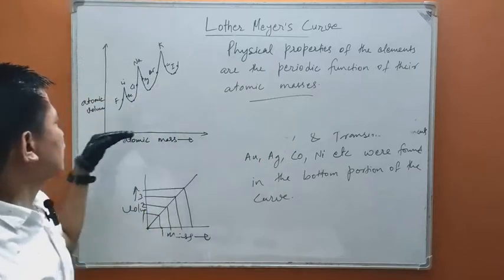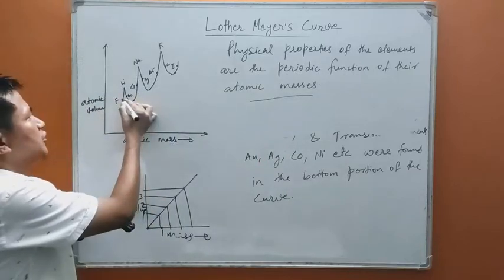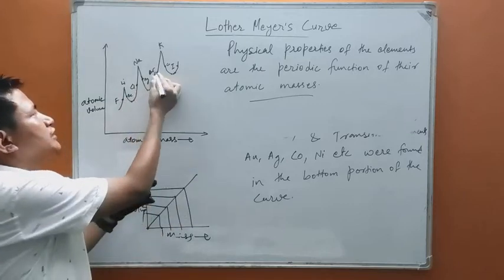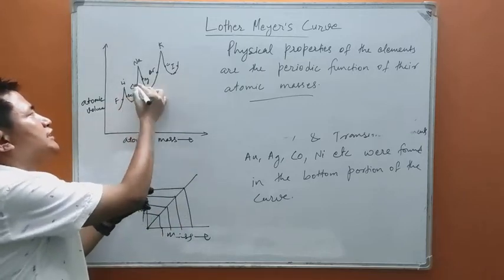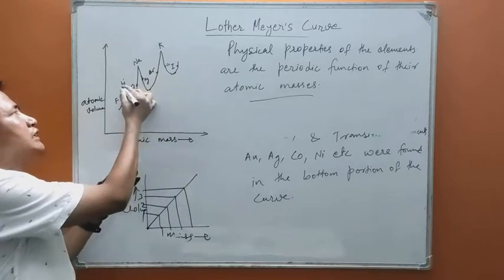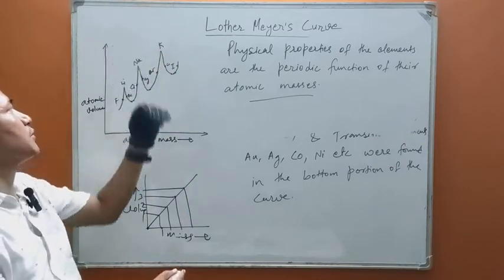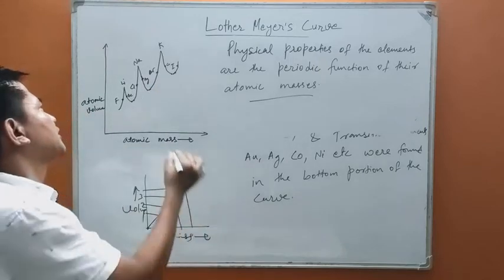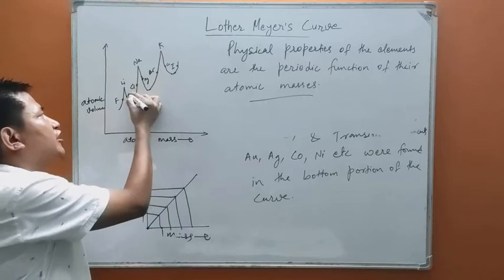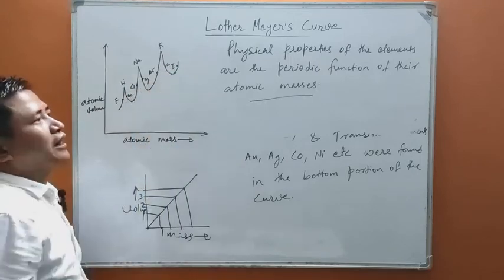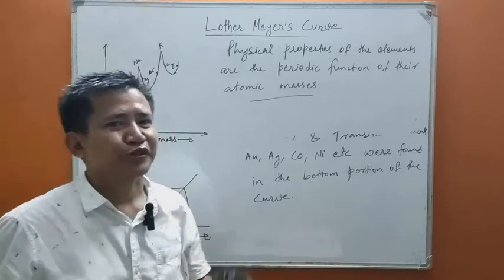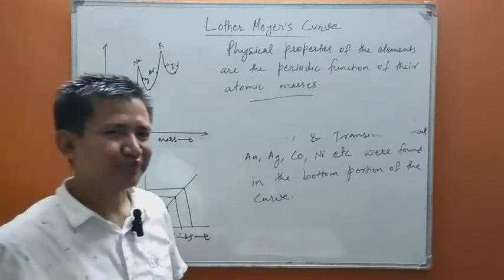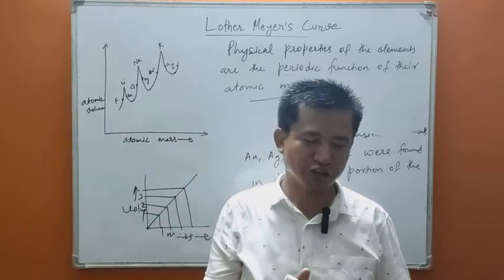Okay, it means on increasing atomic masses, the elements having the same properties are found, isn't it? Fluorine, chlorine, bromine are found on the same side, the ascending side of the curve. Lithium, sodium, potassium are found in the peaks of the curve, and metalloids and transition elements are found in the bottom portion of the curve. Similarly, alkaline earth metals like beryllium, magnesium, calcium, etc. are found in the descending portion of the curve. So this gives us the idea of periodicity of the elements, isn't it? I hope you understood Lothar Meyer's curve.